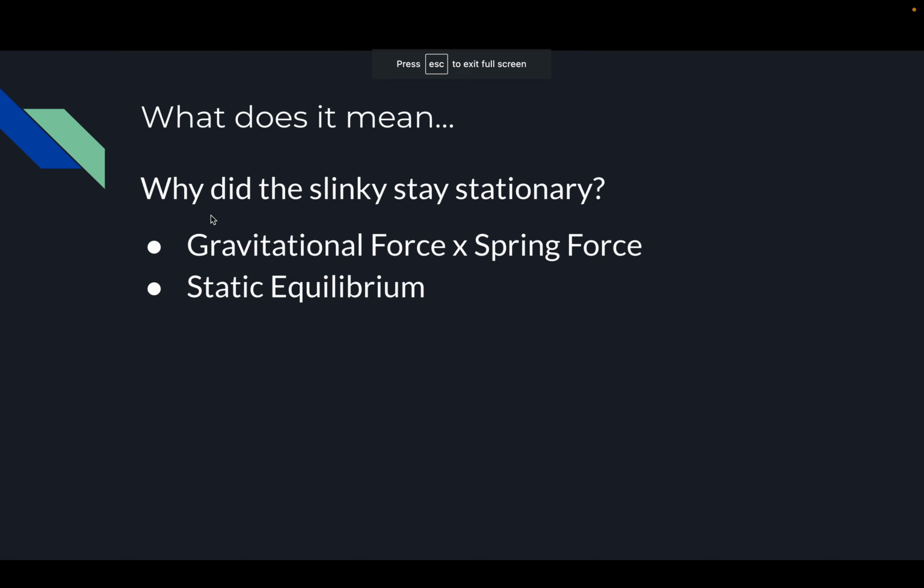What does it mean? Why does the bottom of the slinky stay stationary? Well, we know it's in static equilibrium because there are forces acting upon it and it's still staying in place. So those two forces are gravitational force pulling it downwards and the spring force from the rest of the slinky above that point. So in its initial condition, the stretched slinky exerts a spring force on itself on the bottom, and that happens to be the same magnitude as the gravitational force pulling it down, keeping it in static equilibrium.